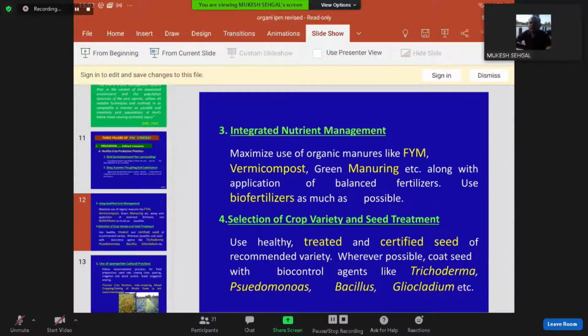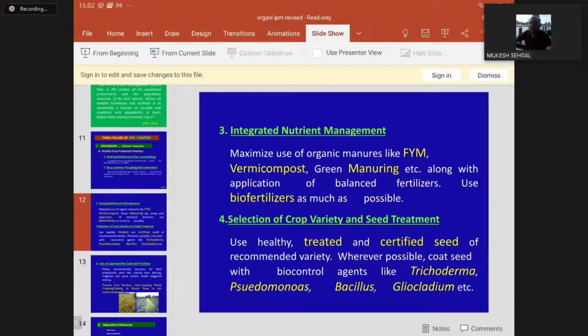So if you propagate this technology, Sesbania in situ, as a pre-crop of 45 to 60 days before basmati rice, your nitrogen fertilizer will be balanced, and because of nitrogen fertilizer, a lot of pests we can see. So the crop variety and seed treatment is very important.